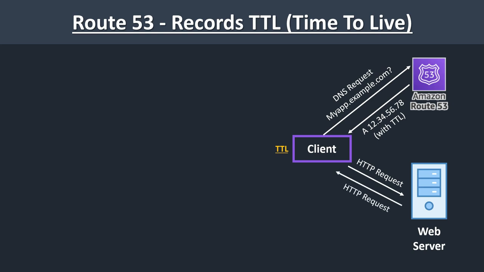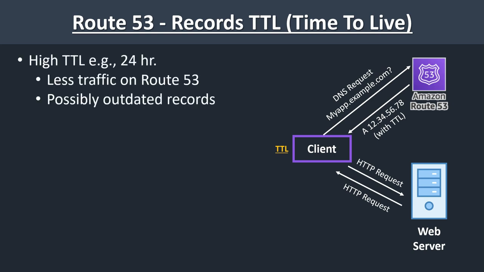So we have two extreme cases. For example, if you set a high TTL of say 24 hours, then this is going to create a lot less traffic on Route 53 because fewer clients are doing requests, because the results are cached for 24 hours. But possibly the client will have outdated records. If somehow you want to change the record, you will need to wait for 24 hours to make sure that all your clients will have the new records in their cache.